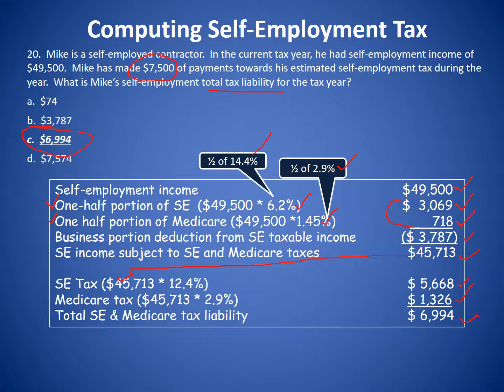Now, you can see up here, I had made payments during the year of $7,500. So I'd be able to claim the difference between my liability and my payments as a refund on my tax return. If my payments were less than my liability, I would have to write a check for that amount or offset it against any tax refund I'm going to be receiving.